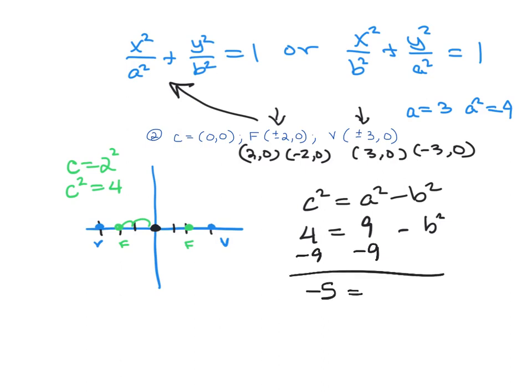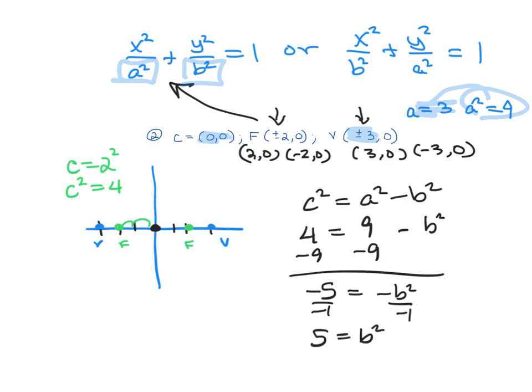Negative 5 equals negative b squared. Divide by negative 1. And b squared equals 5. Again, I'm not square rooting it because remember, all we're filling in is a squared and b squared. I got the a squared from my vertice, because remember, we would always take that center point and add and subtract a. So my a value is 3. When I squared it, it's 9. So let's fill all this in.